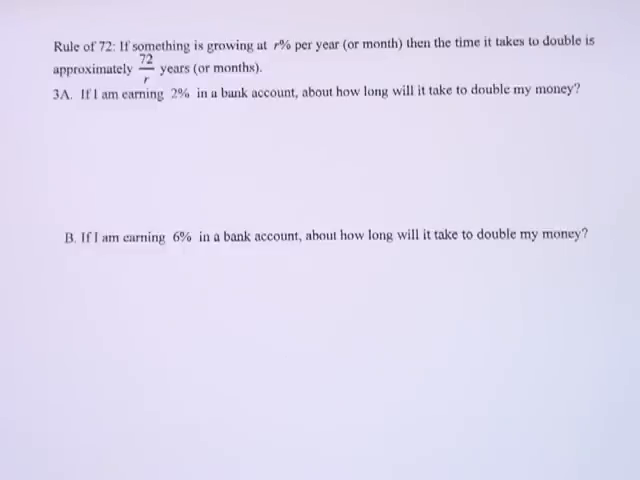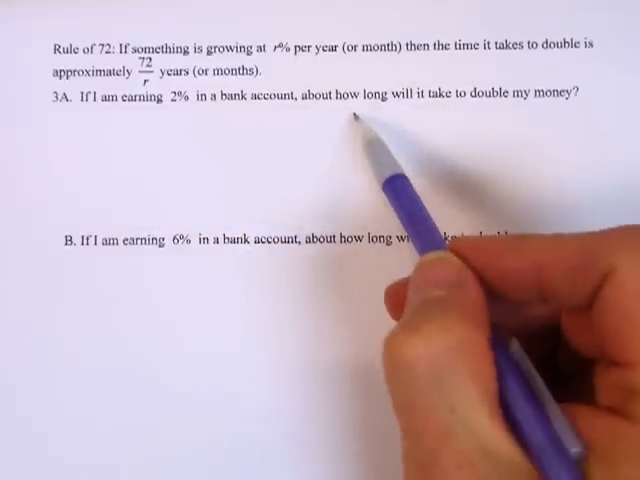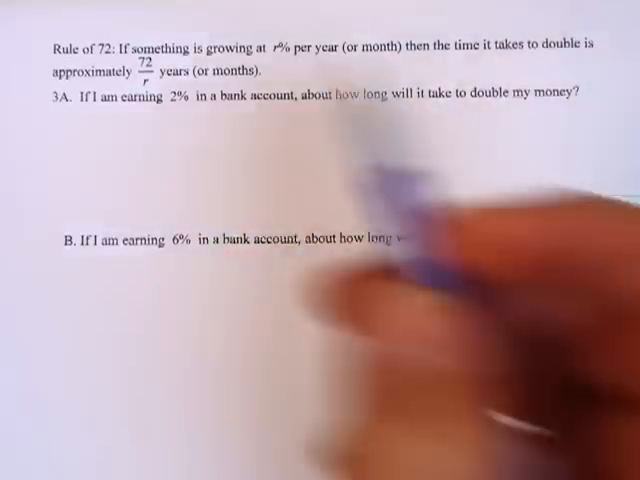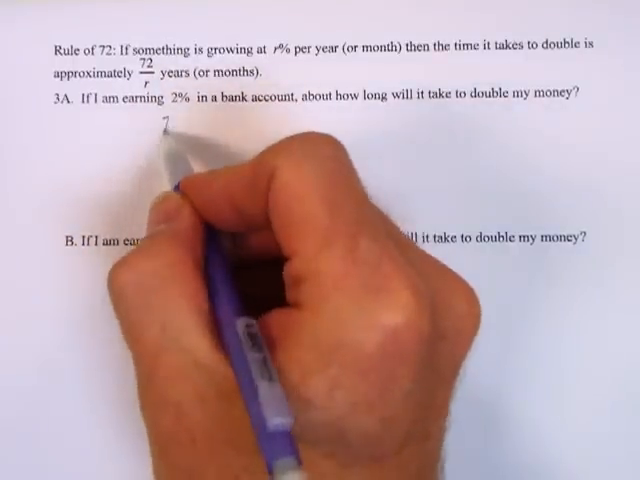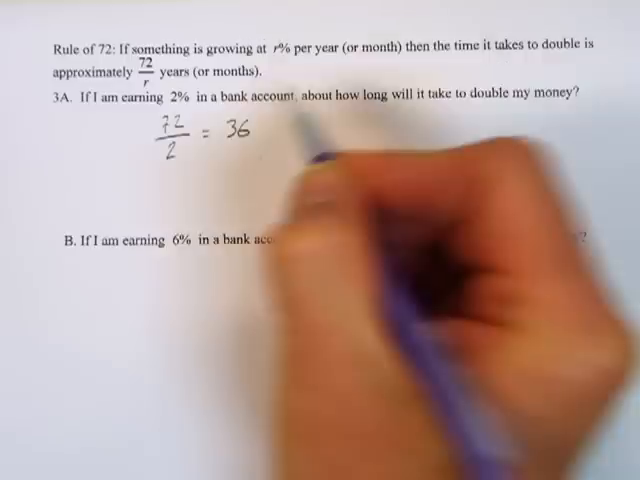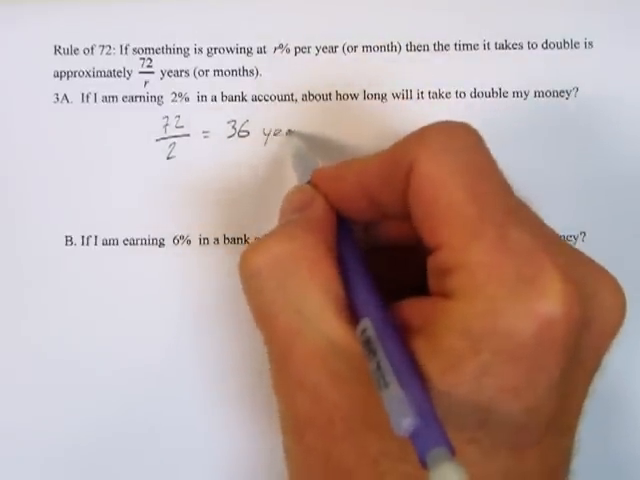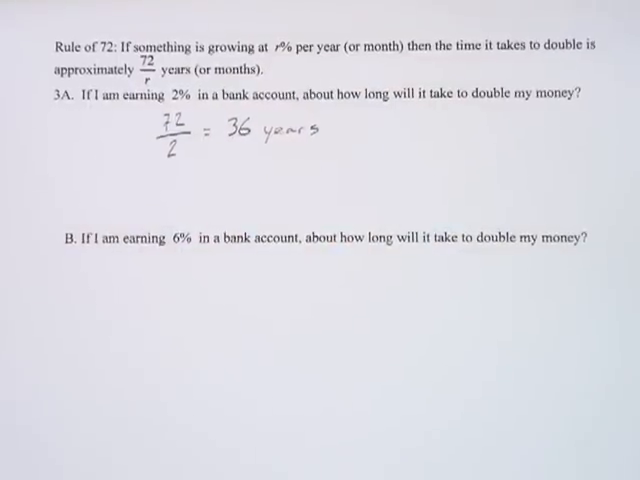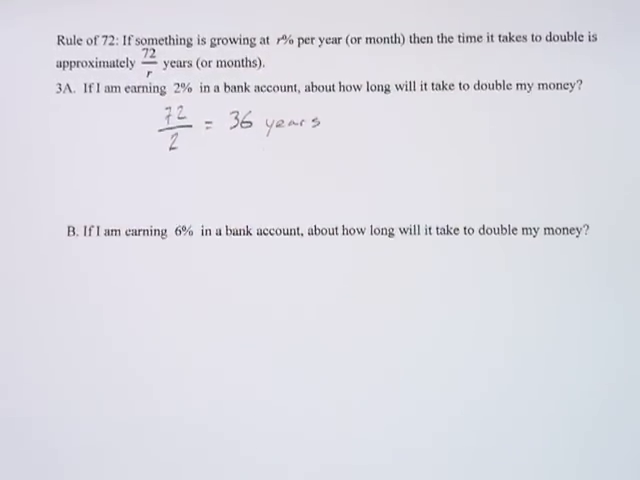The rule of 72. If something grows at a rate R% per year, or month, or whatever it was, then the time it takes to double is approximately 72 over R years or months. We're not going to prove this right now. We will do it soon. If I'm earning 2% in a bank account, about how long will it take to double my money? Well, we're just going to take 72 and divide it by 2, and that would be 36 years. Which, 2% in today's economy would be pretty darn good.